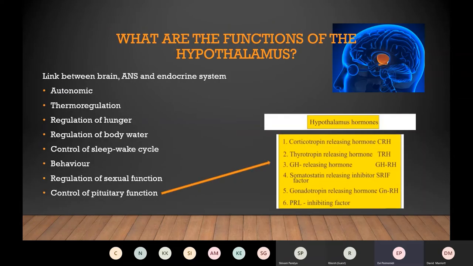Now, in general, what are the functions of the hypothalamus? It offers a link between the brain, the autonomic nervous system, and the endocrine system, meaning that it has an important autonomic role. It plays a role in thermoregulation, in the regulation of hunger, body water, the sleep-wake cycle, in behavior, the regulation of sexual function, and last but not least, the control of the pituitary function.